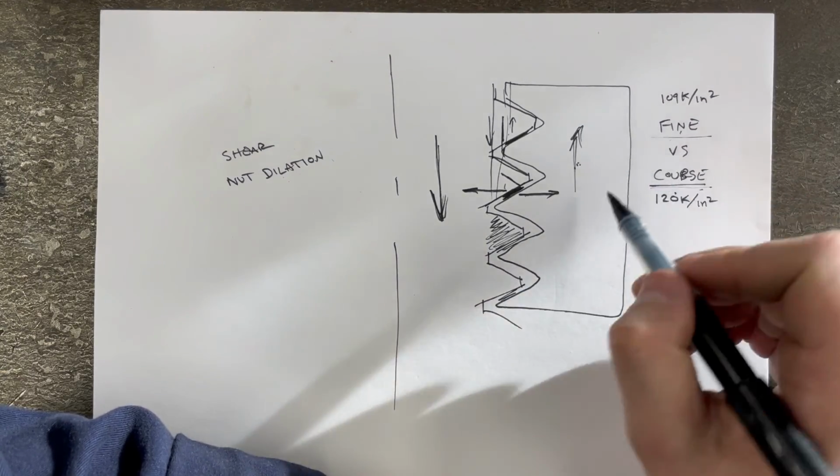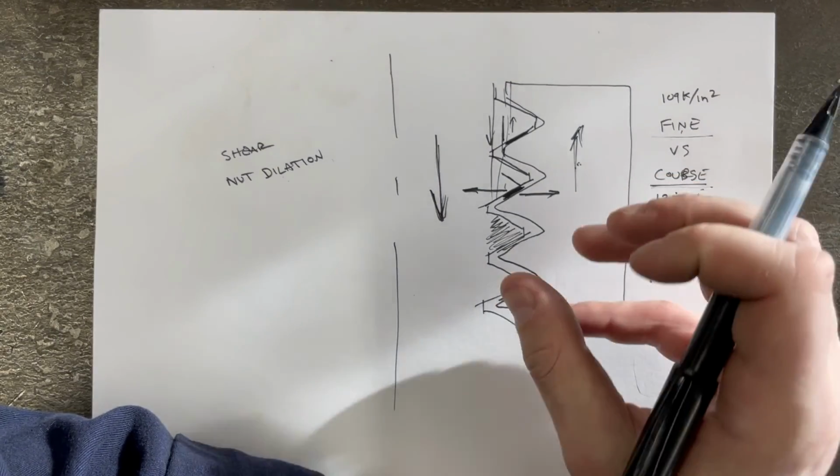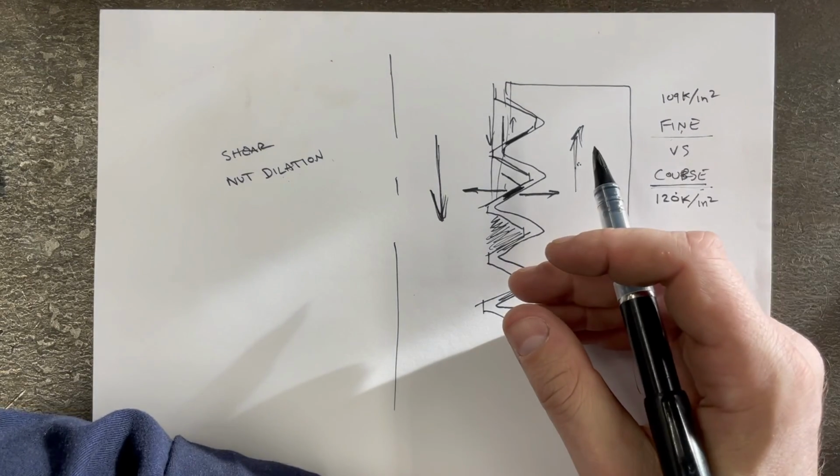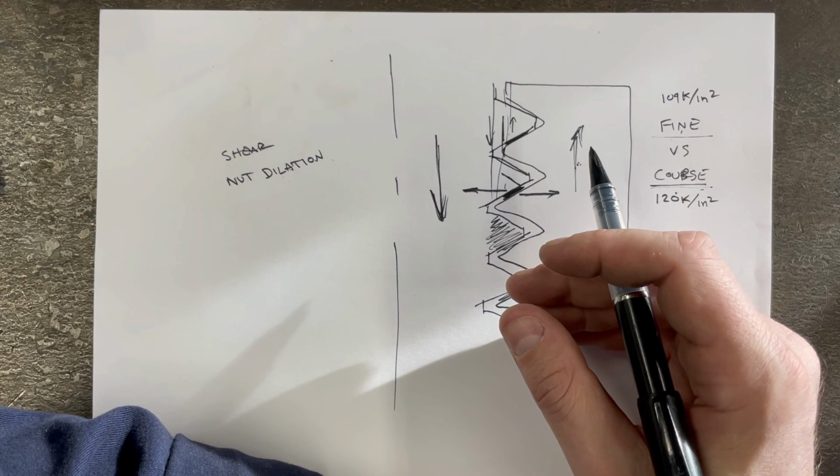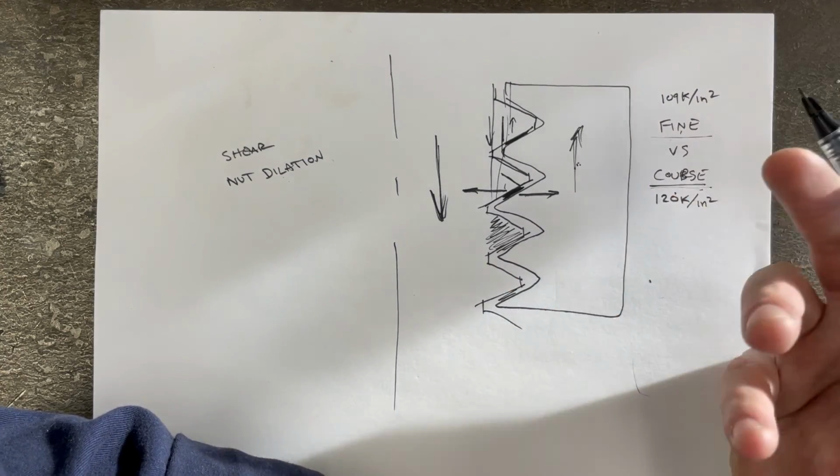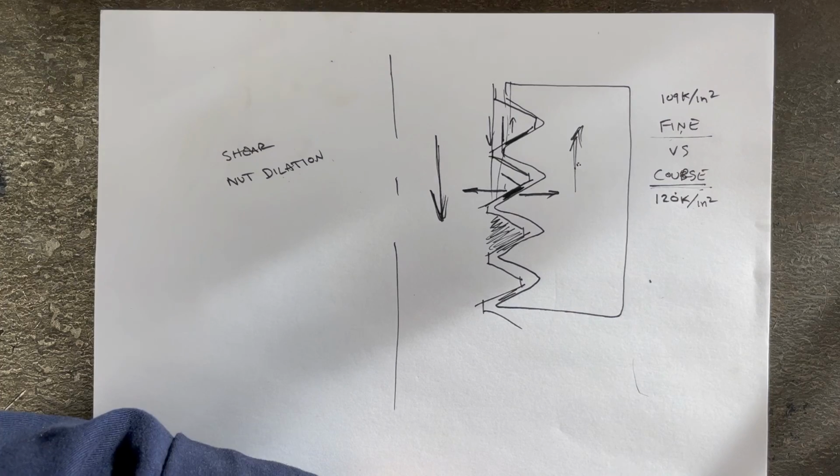So for fine threads, you're going to be looking for areas where you can position something. Coarse threads are what you're going to use for fastening machine parts together.